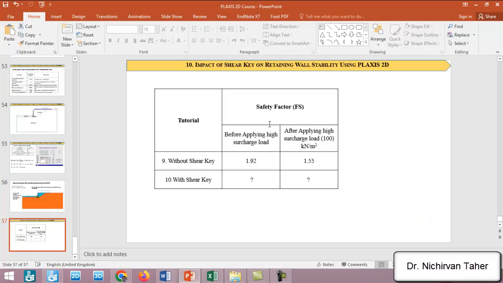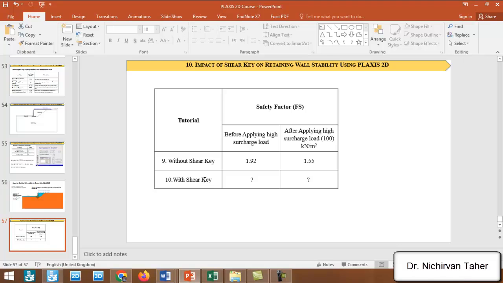So if you remember these tables from tutorial number 9, we analyzed the retaining wall for two cases, one before applying a surcharge load and one after applying a high surcharge load, which was 100 kN per square meter. So the factor of safety was 1.92 before applying a surcharge load, and it was decreased to 1.55 after applying a high surcharge load near the retaining wall.